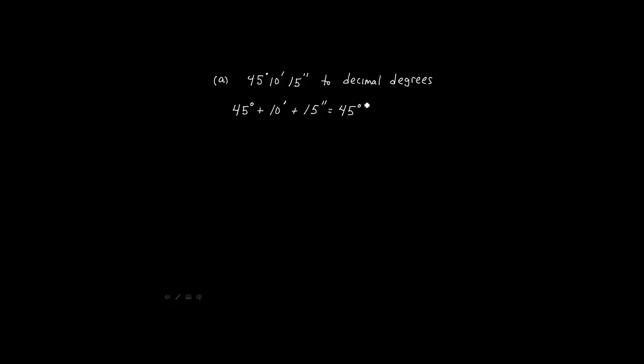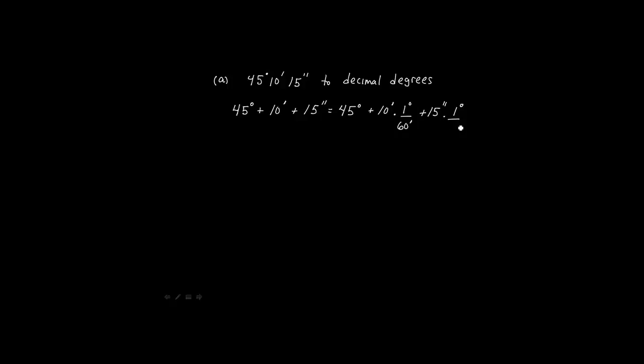And what we want to do is convert the minutes and then the seconds to decimal degrees. And we use the conversion factor. We have 10 minutes. We're going to multiply that by 1 degree over 60 minutes, because 1 degree is equivalent to 60 minutes. Agree? So for all intents and purposes, what we're doing right here is multiplying by 1. And then plus 15 seconds. I want to write that as a degree.